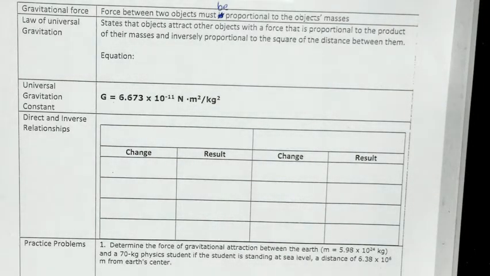So what that means is that if the masses of your objects are increasing, what's happening to the force between them? It's going to increase. If you have one object orbiting another object, a small mass is not going to have as much gravitational force between them as if the masses are larger, right? So your larger planets are going to have the greater gravitational force.